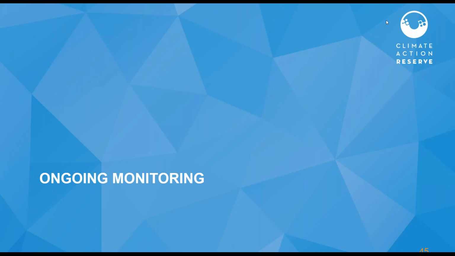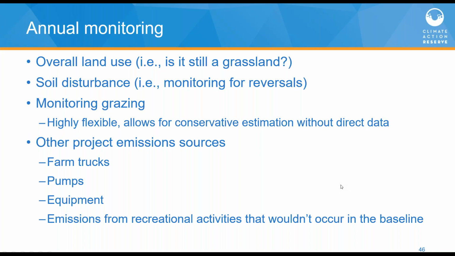Okay, let's move on to monitoring, section 6 of the protocol. So one really important thing is land use. Is your grassland still grassland? Did you plow it up and plant corn? Generally, we're also looking at soil disturbance, so monitoring for reversals on the project area.